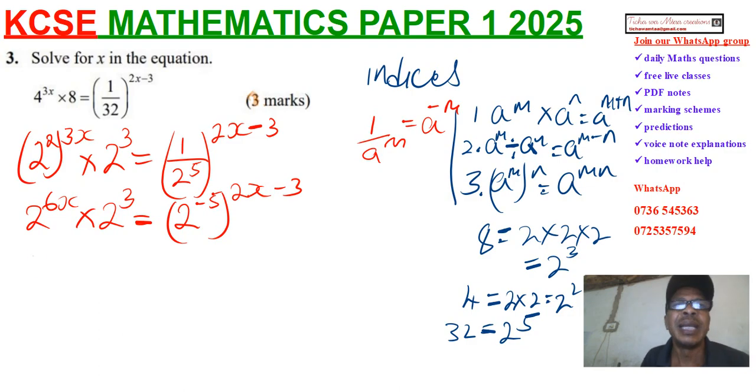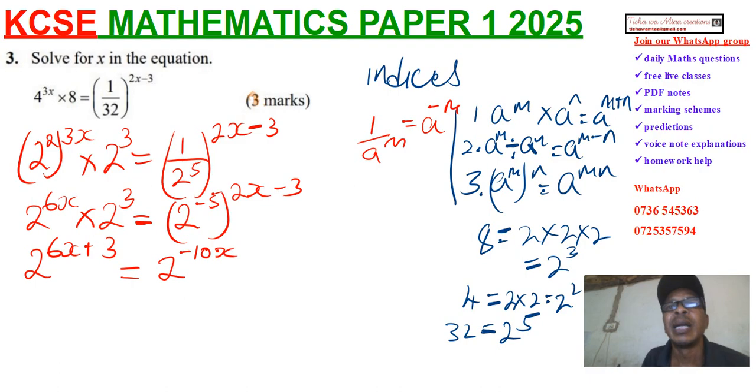Now we add 6x plus 3. We have applied the third rule. And the other side, this side here, we apply the third rule. So we come and say this is 2 to power minus 5 times 2x, that will give us minus 10x, and we are plus because minus 5 times minus 3 will be positive, so that will give us 15.